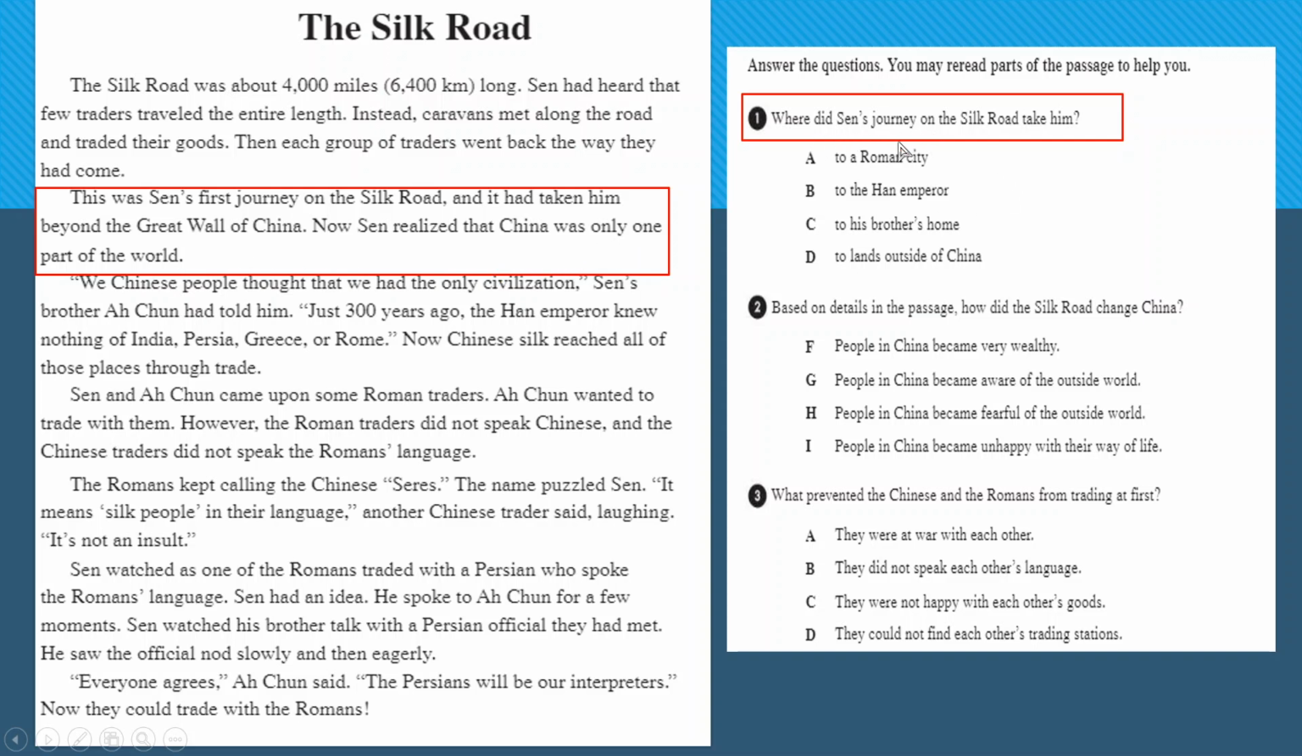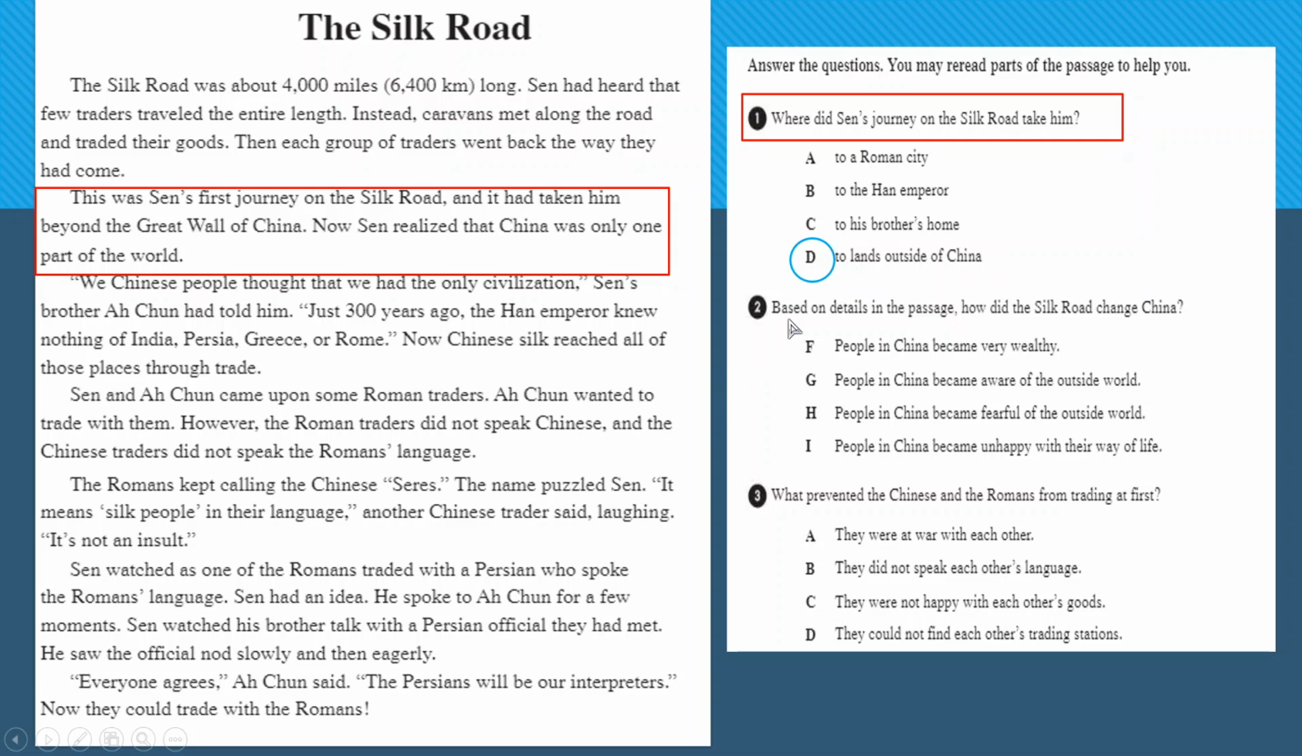So as you can see, where did Zen's journey take him? So the question is where. So it's a place, which means that you can take it from the text right now. Before reading it, you know what to look for. So what's the place? As you can see, the answer is to lands outside of China. Why? Because of the words beyond the Great Wall of China, which means to get out beyond the Great Wall of China. So with that idea, you can say to the lands outside of China.